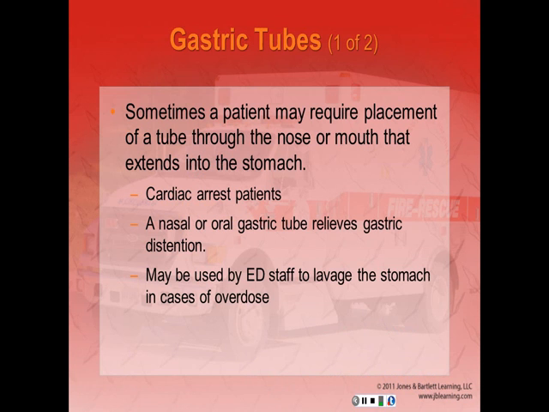Gastric or G tubes. Sometimes a patient may require placement of a tube through the nose or mouth that extends into the stomach. Examples include cardiac arrest patients who have an advanced airway in place. A nasal or oral gastric tube relieves gastric distension caused by the introduction of air into the stomach during positive pressure ventilation prior to the advanced airway being used. Gastric distension causes a significant risk of passive regurgitation and aspiration in unconscious patients, and this can result in pneumonia. The gastric tube may also be used by emergency department staff to lavage the stomach in cases of accidental or intentional overdose.